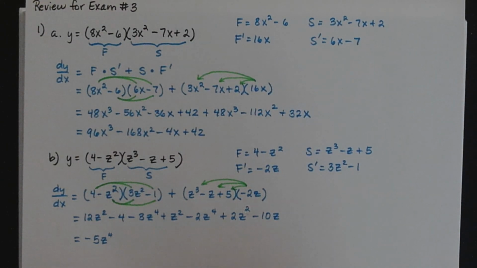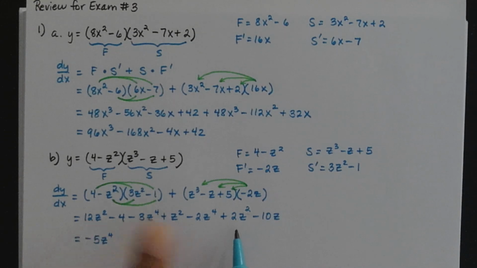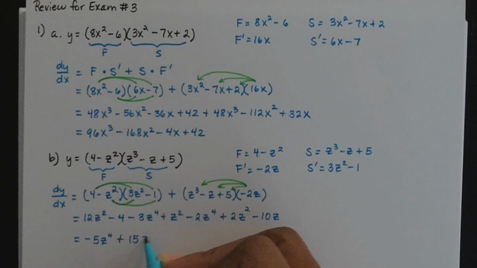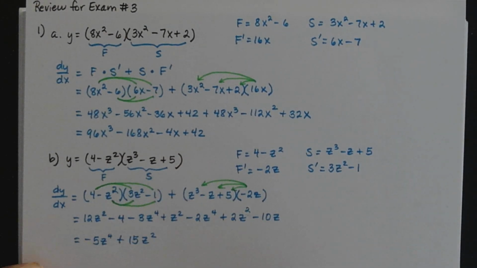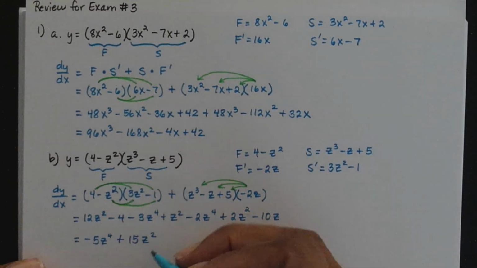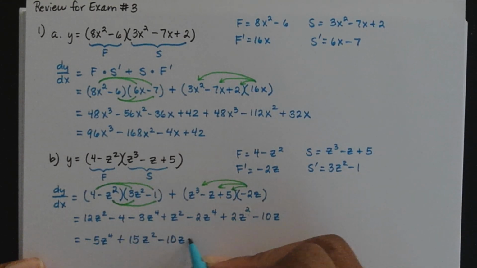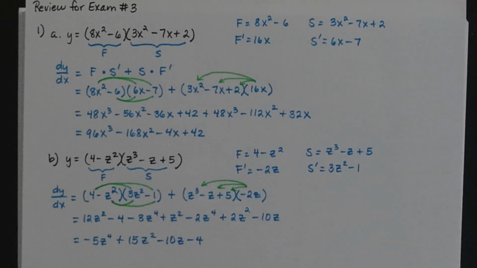All right, so now let's see what we got here. 12z squared, a z squared, and another 2z squared. That's how much? 15z squared. Okay, and all I got is minus 10z, so I can just bring that down. And all I got is minus 4, so I can bring that down. Okay. So the derivative here would be minus 5z to the fourth plus 15z squared minus 10z minus 4.